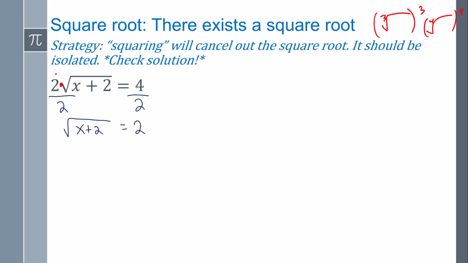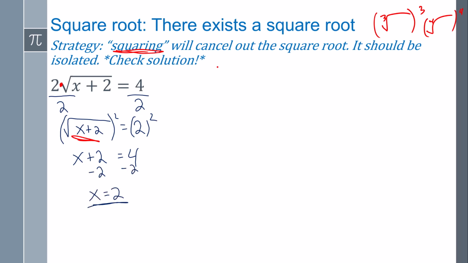So once that square root is by itself, now you can get rid of the square root by doing its inverse operation by squaring both sides. Now when you do that, the square root and the square will cancel out. And then on the other side, 2 squared is going to equal 4. And so subtract 2 on both sides, and you get x equals 2.